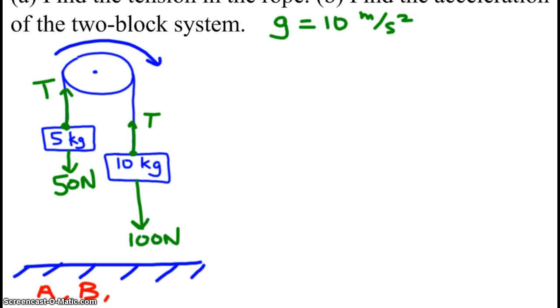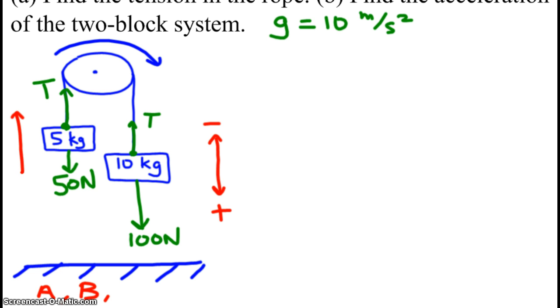Take the bigger block, 10 kilograms. Whichever way it's going to accelerate, make that your positive direction. The bigger block is going to accelerate down, so that will be our positive. And up for this block will be negative.